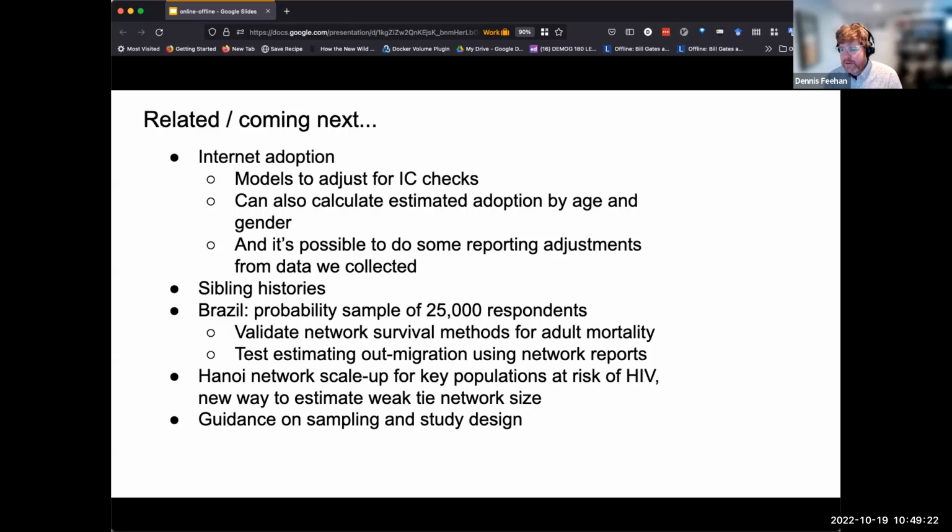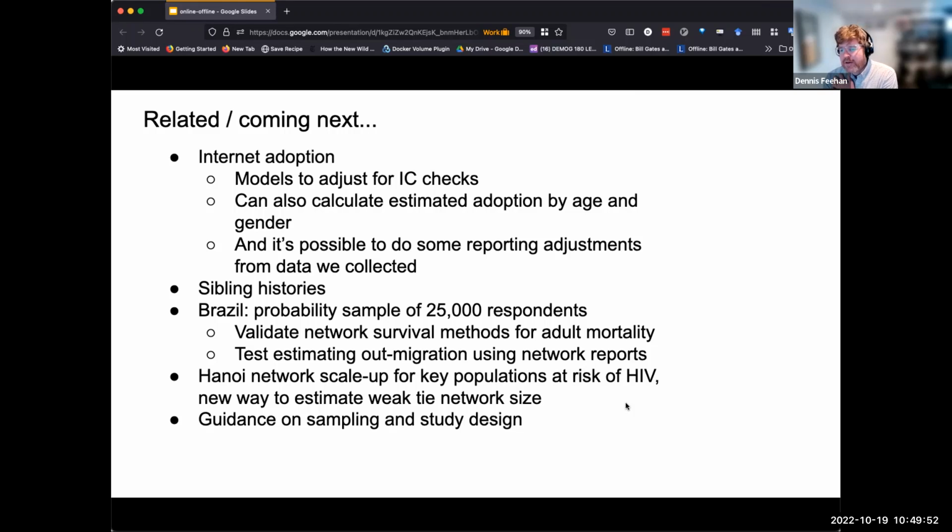And then I have some related work about this broader topic of network reporting and asking people to report about others in their network. I think I mentioned the sibling histories, which is an old problem in demography that I've been working on. There's a big study in Brazil where we're estimating adult death rates using reports about people's networks, which is especially important now with everybody trying to estimate excess mortality from the pandemic. I mentioned this Hanoi study, which is another methods paper on a related topic.